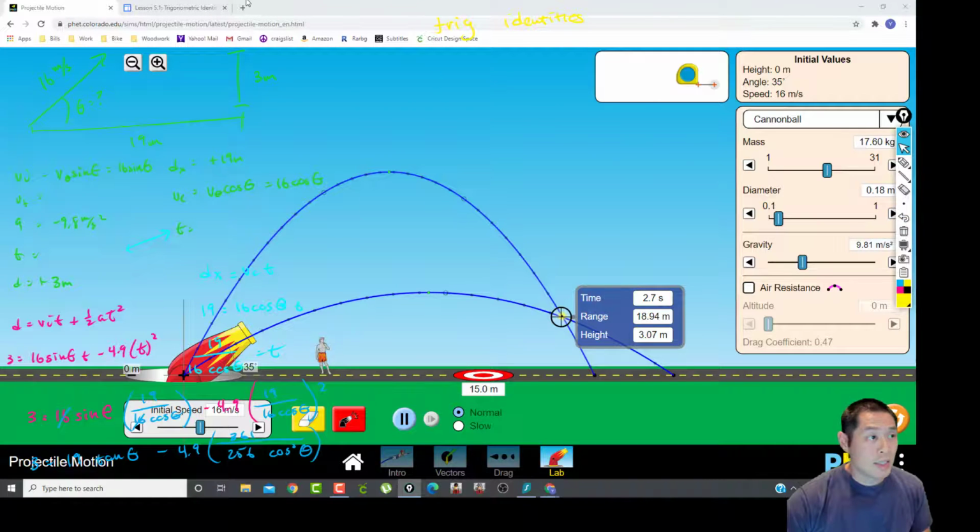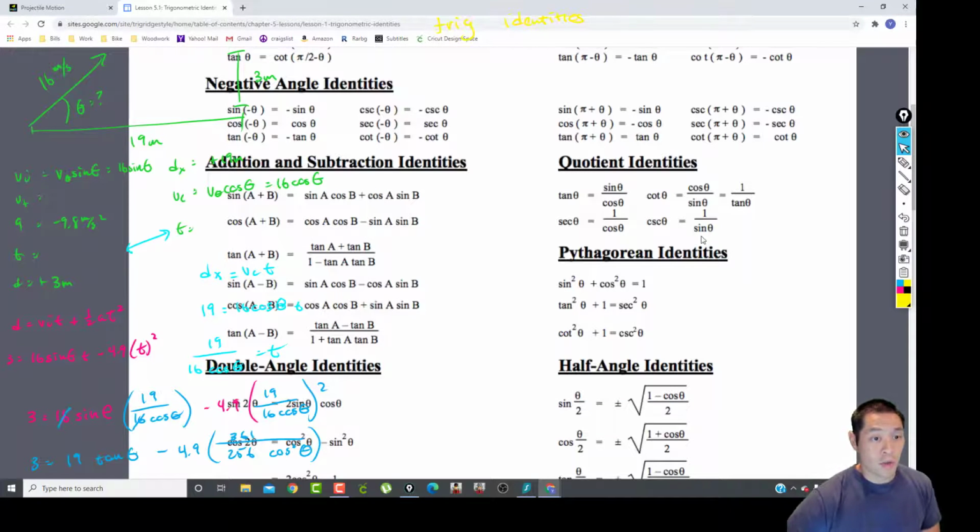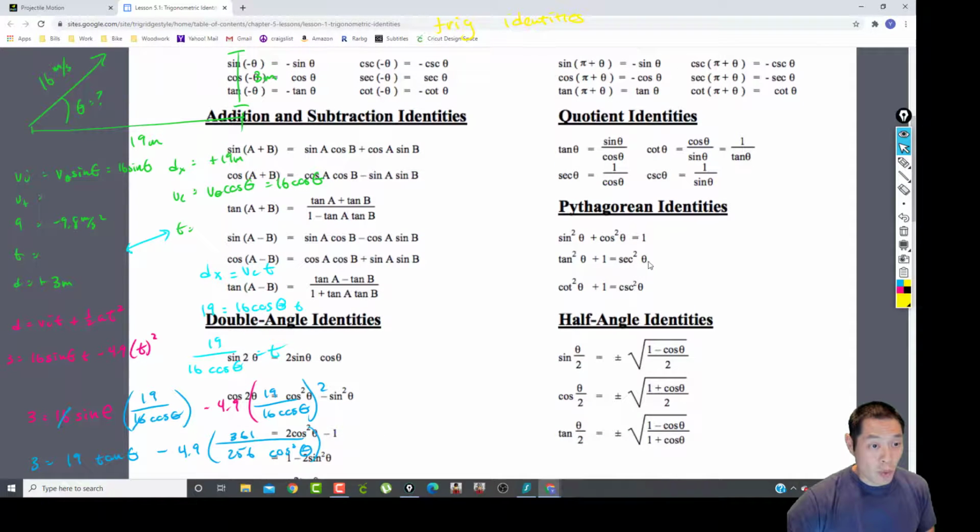Okay, some trig identities I'm going to find is right here. So the first one is 1 over cosine is secant, but now we have secant squared, so I'm going to use, I believe this one, secant squared equals tan squared theta plus 1. So this is the one I'm going to take advantage of.